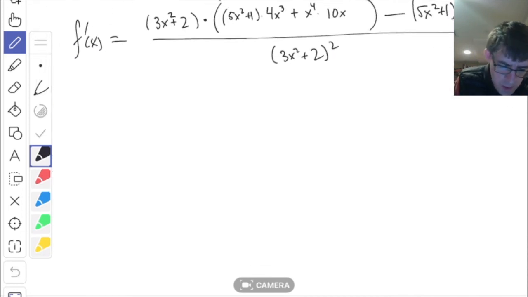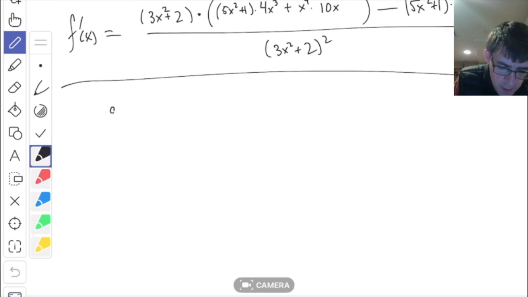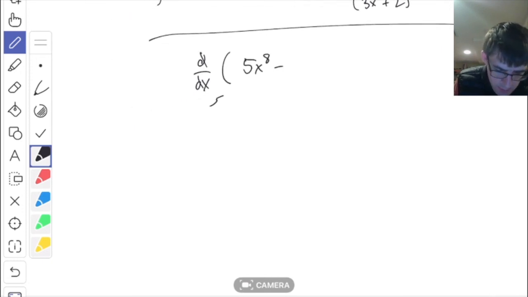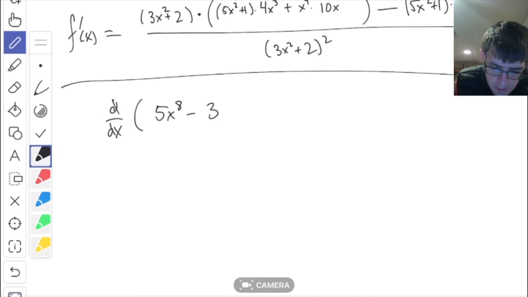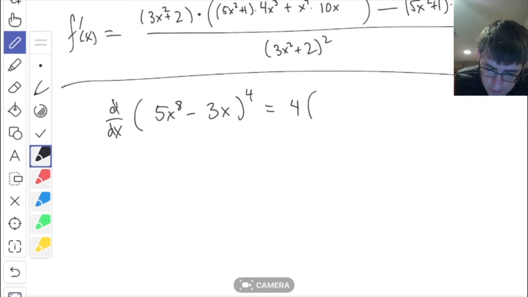The chain rule is something we do all the time in different contexts, but a typical easy chain rule example would be something like 5x to the 8 minus 3x to the 4, something like that. This is a very basic standard chain rule. You take the derivative of the outside part, which in this case is that fourth power, with the same thing on the inside, and then separately you multiply by the derivative of the inside. So in this case it looks like 4, then the same business in here.